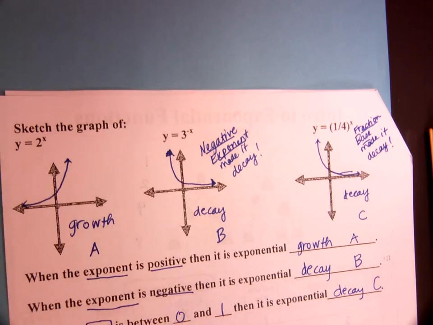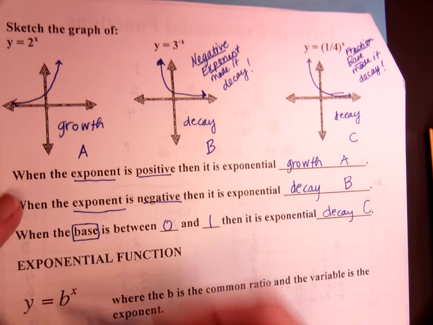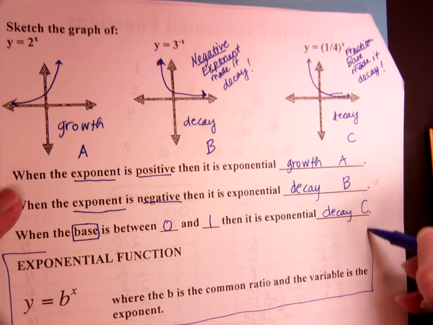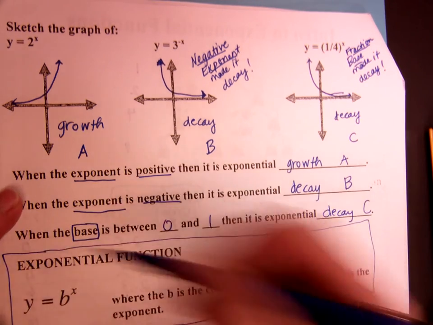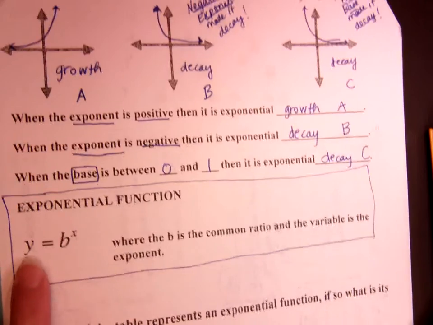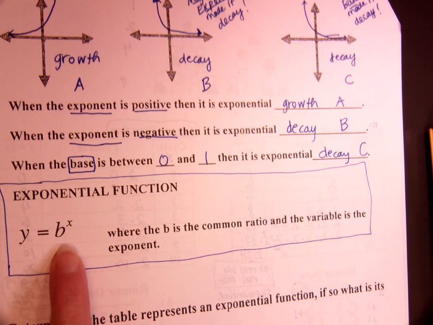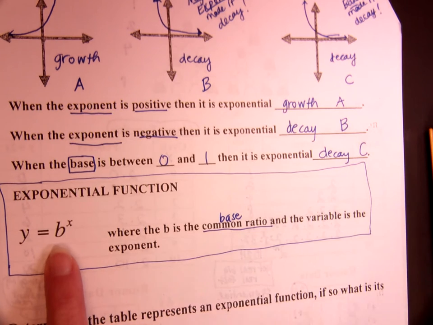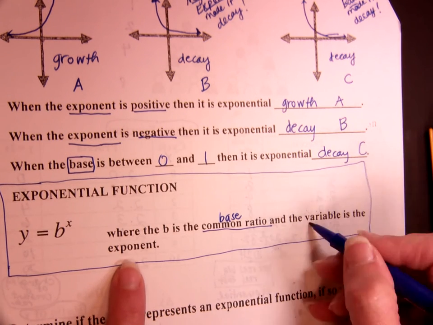So this is the general equation for an exponential function. Y equals b to the x. The b, which is your common ratio, is your base. The b is the common ratio. And then the variable is the exponent. The variable is your exponent.